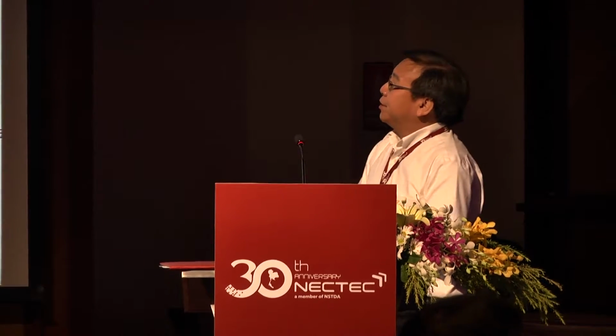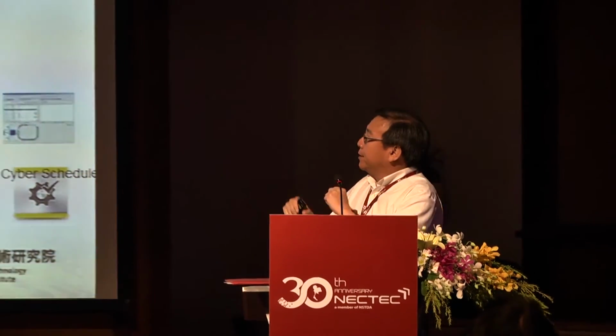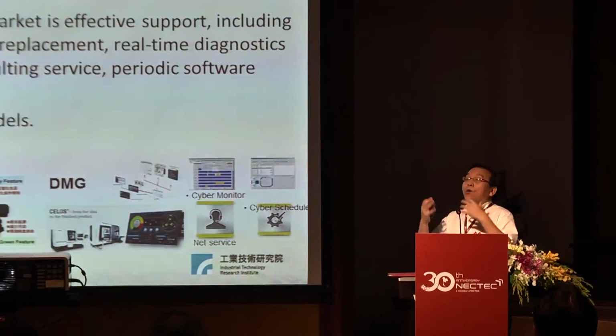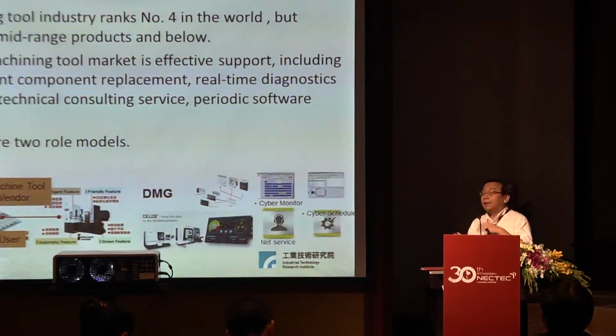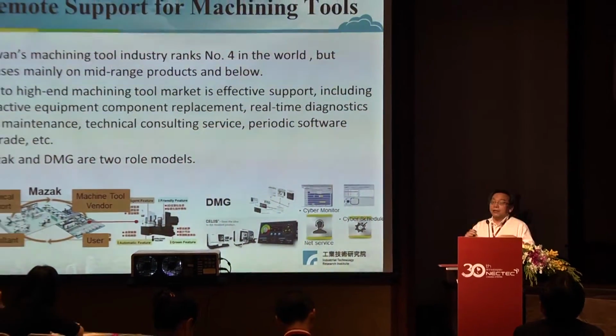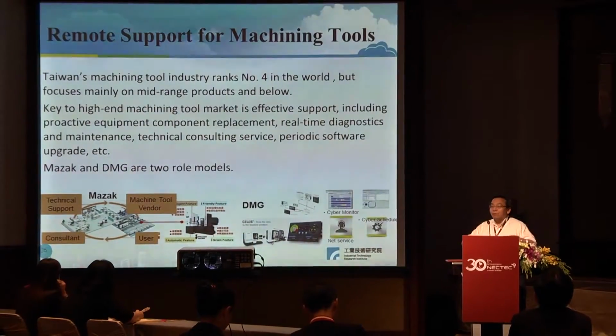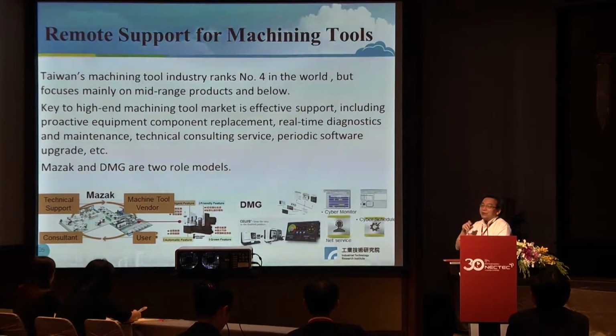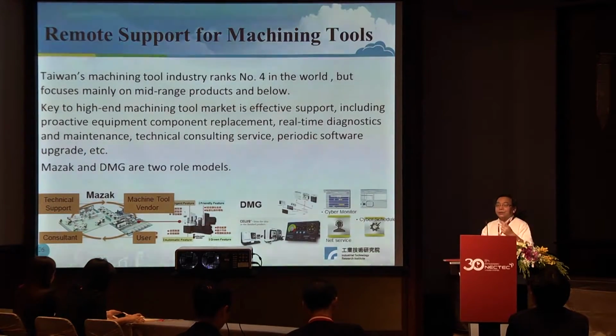The third example is again related to machining tools, but from a somewhat different angle. Taiwan has the world's number 4 machining tool industry, so we always want to upgrade ourselves. It turns out that if you want to upgrade, you cannot go for the more mass kind of market. You have to go to the more high-end user. And for high-end users, the number one requirement is very high-quality production support.